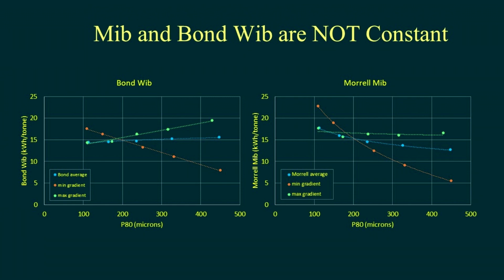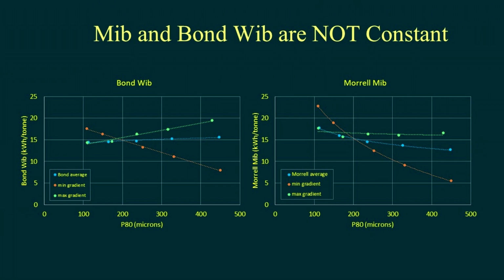That, however, is the extreme of his data that goes in one direction, and that's the extreme that goes in the other direction. But contrast that with the same data, because I reworked all his data with my equations, and the MIB consistently goes up as particle size goes down.